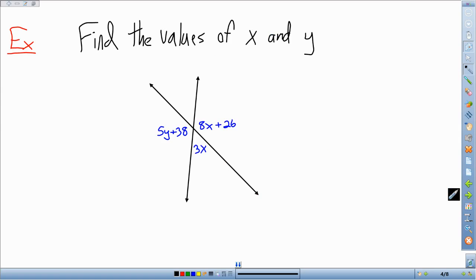All right, so on this example here, it says find the values of x and y. Two different variables they want us to find. All right, go ahead and take a second, copy this example, we'll do it together.